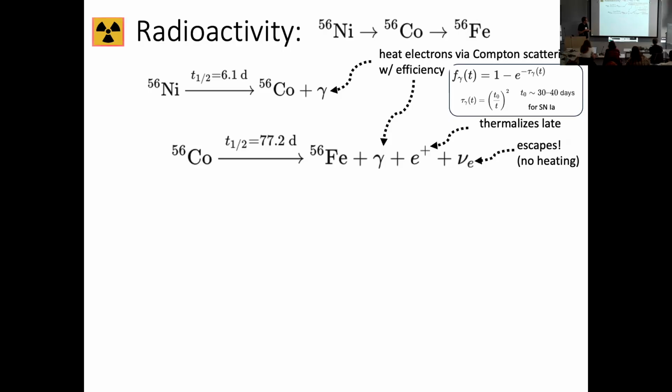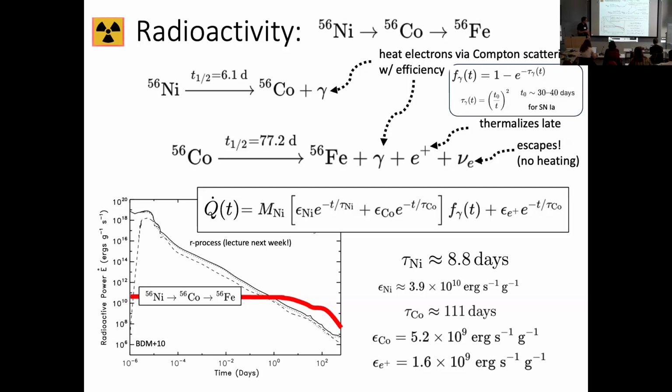Your gamma rays, which are the main source of heating, Compton scatter off of electrons in the ejecta. So they hit the electrons, and because these are MeV gamma rays, that's not elastic, the electron gets a big recoil, and then it thermalizes its energy with the rest of the plasma. So it's effectively turning the gamma ray energy into thermal energy. But the efficiency with which it does so drops because eventually the ejecta becomes optically thin to the gamma rays. In supernova 1A, this is typically around a month afterwards. So there's some efficiency factor with which the gamma rays thermalize their energy in the ejecta. But the positrons thermalize very effectively until late times.